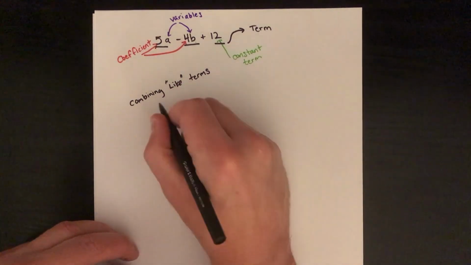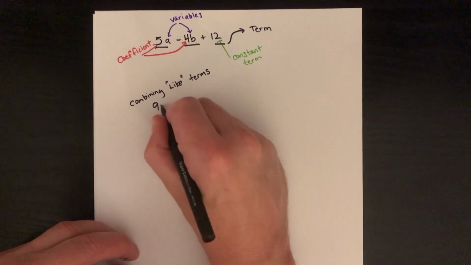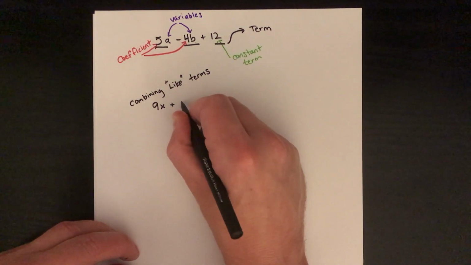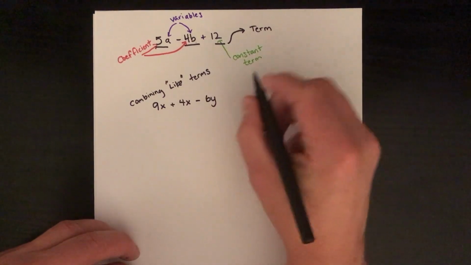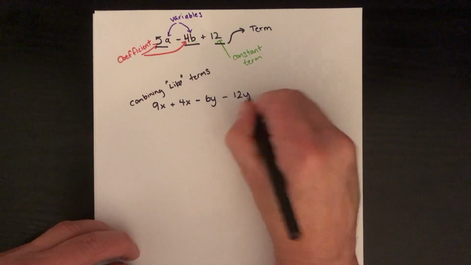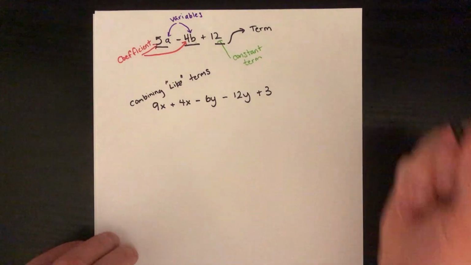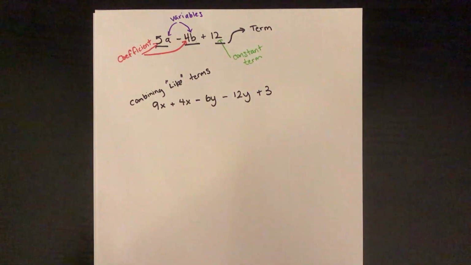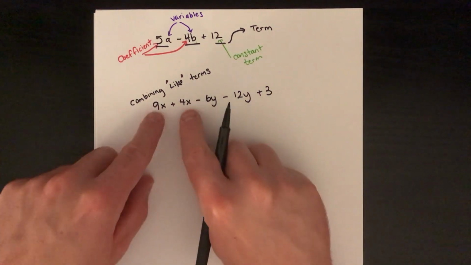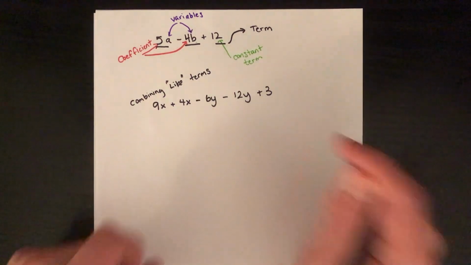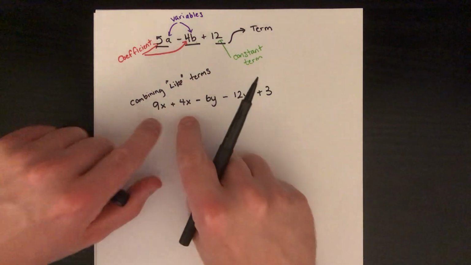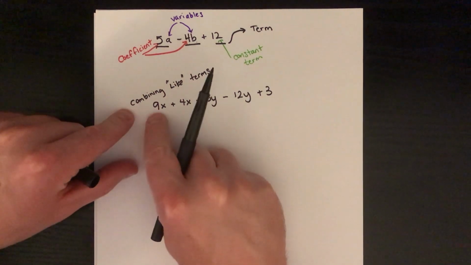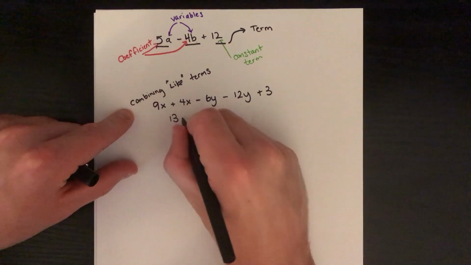And so let's say you had this expression: 9x plus 4x minus 6y minus 12y plus 3. We wanted to combine these like terms and write this expanded form expression. It's expanded because it has multiple like terms that could be combined, and write it in standard form, which means it's fully simplified. All its like terms are combined. It's written conventionally. So let's do 9x plus 4x. We just combine the coefficients, so that becomes 13x.